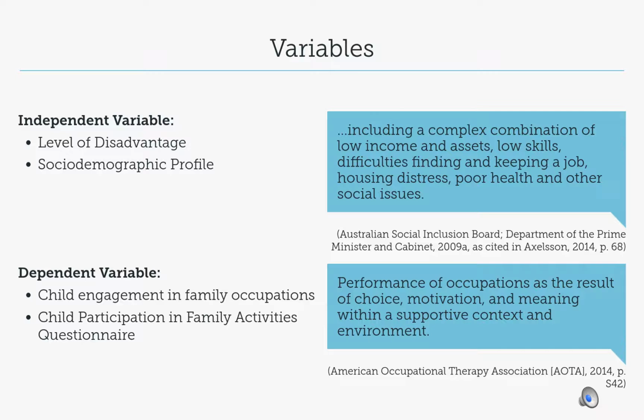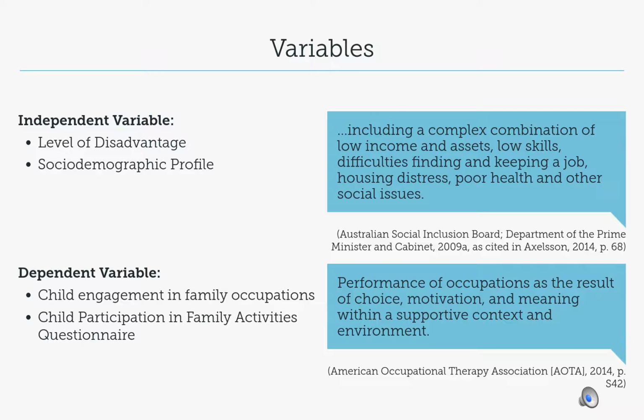Using the definition provided by the Australian Social Inclusion Board, entrenched disadvantage is conceptualized as including a complex combination of low income and assets, low skills, difficulties finding and keeping a job, housing distress, poor health, and other social issues. Other factors when considering entrenched disadvantage can include disability, discrimination, and mental illness.